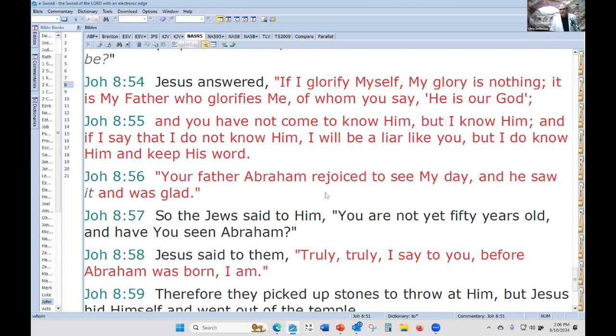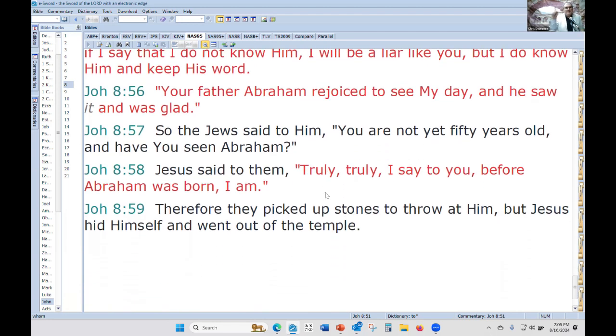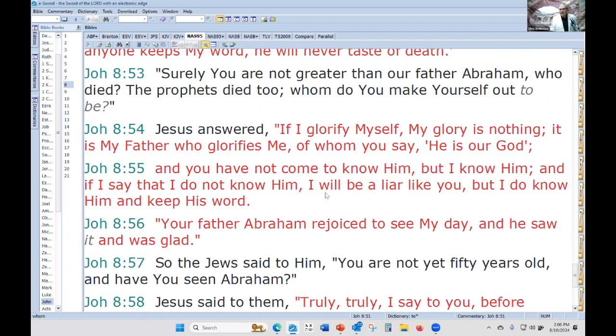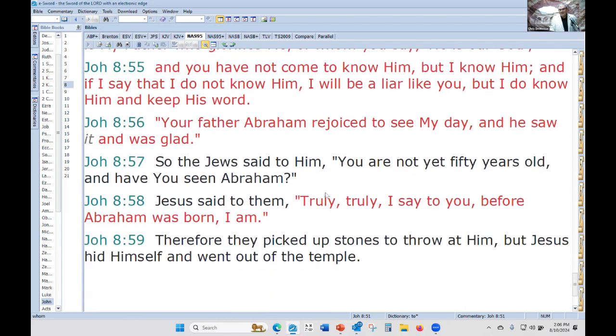So the Jews said, you're not yet 50 years old and you've seen Abraham. What did they not say? You didn't just claim to be Yahweh, did you? They said, you're not yet 50 years old and you've seen Abraham. He said he pre-existed, flat out, right? But taking this I am to be the Exodus 3 I am, bit of a problem with that because it doesn't match. We're going to get into that technical detail here in a second.